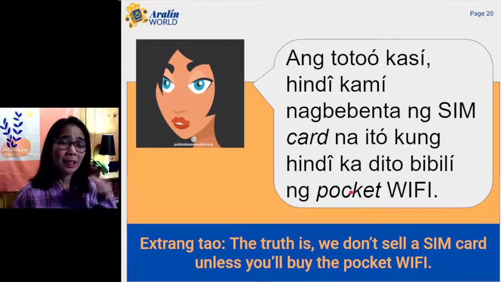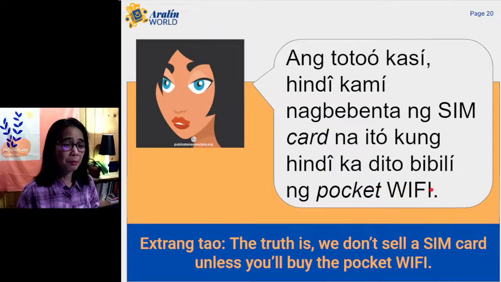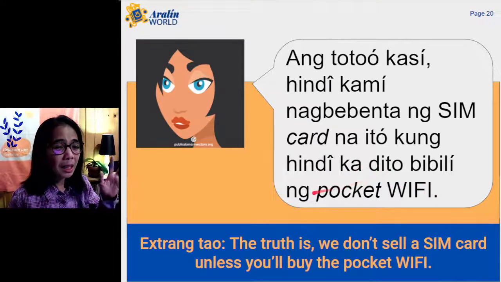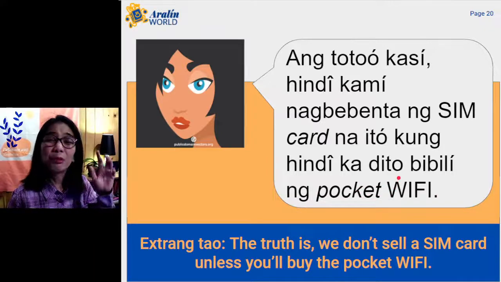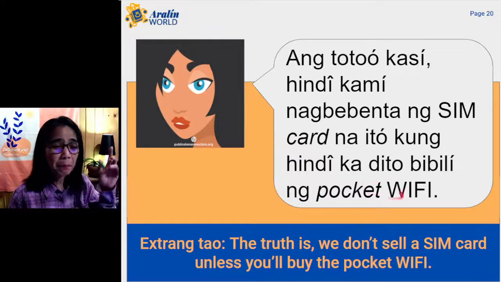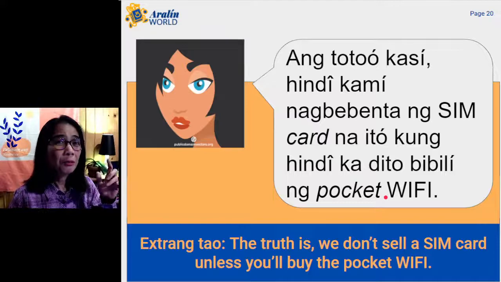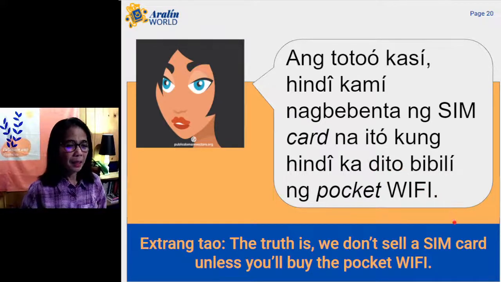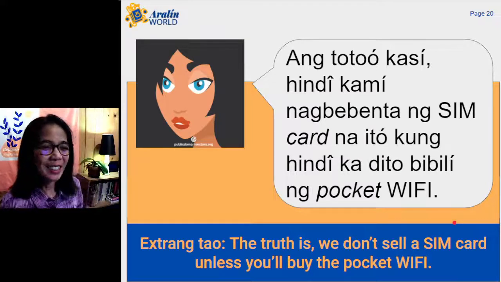We don't sell SIM card. That's what it means by this sentence. If dito bibili ng pocket Wi-Fi. If you are not buying the pocket Wi-Fi from us, or in Tagalog we say dito, okay, and then you won't get the SIM card.